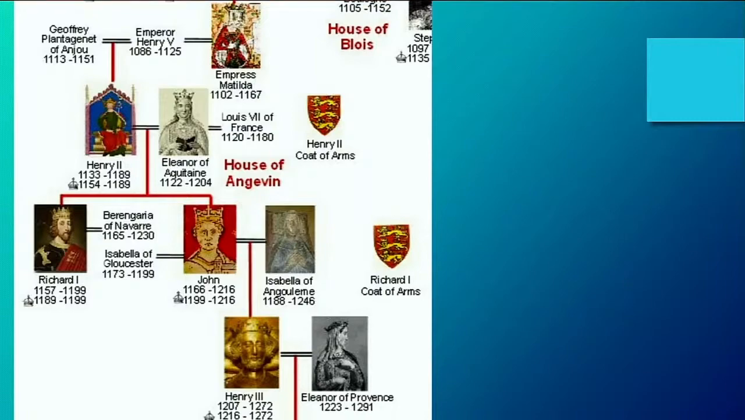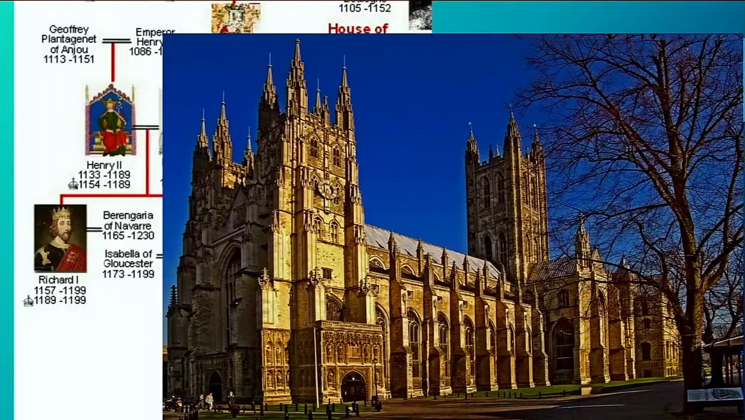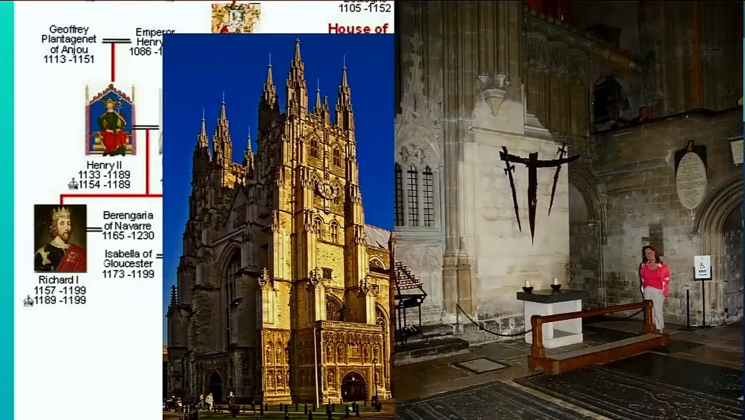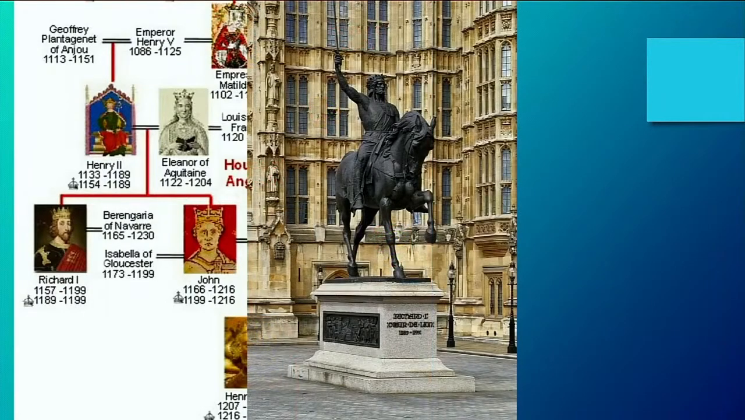That's a very intriguing and mysterious story. That occurred in Canterbury Cathedral, and this is what it looks like today. And this is the spot my lovely wife is standing near where Thomas à Becket was murdered. Then we descend down to Richard I. Richard I is known as Richard the Lionheart. Yes, Lionheart. He spent most of his reign on the Third Crusade. There's a statue of him outside of Westminster Abbey.